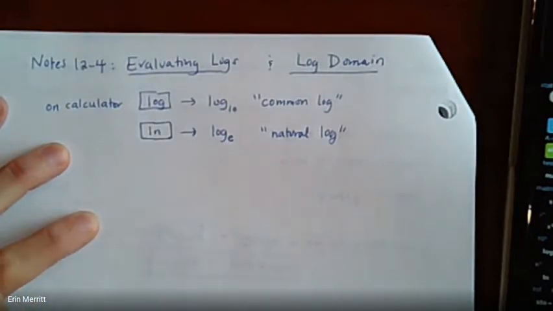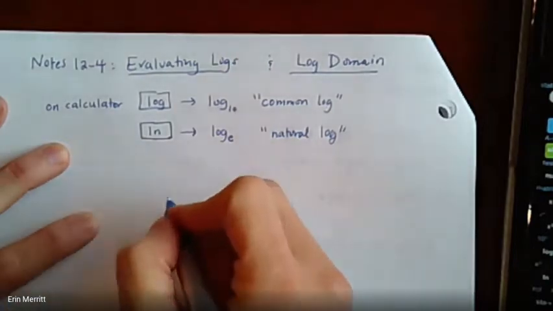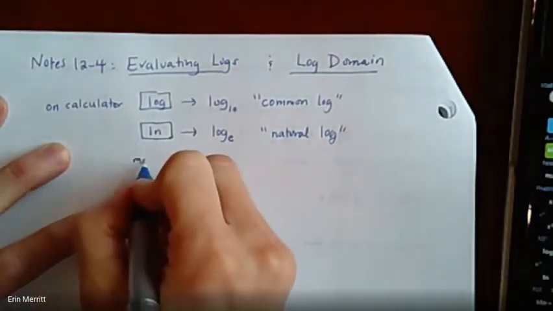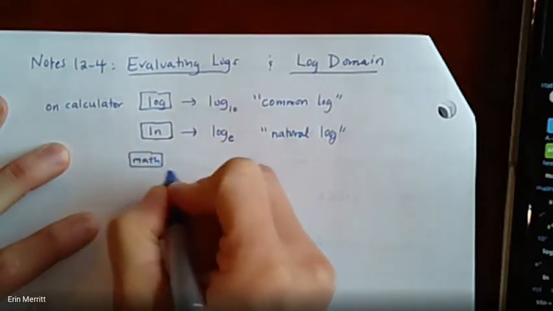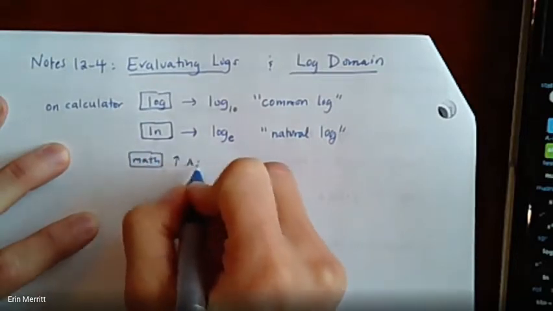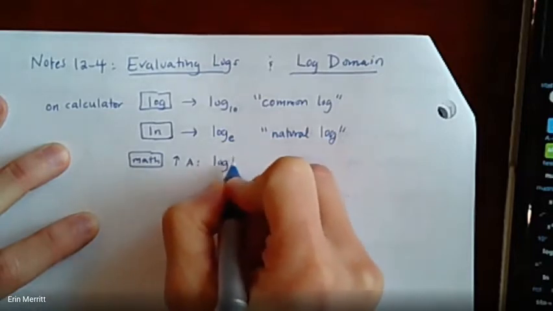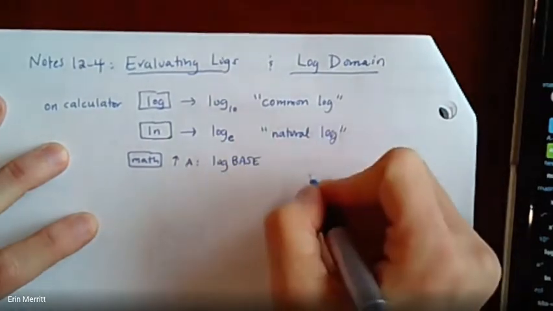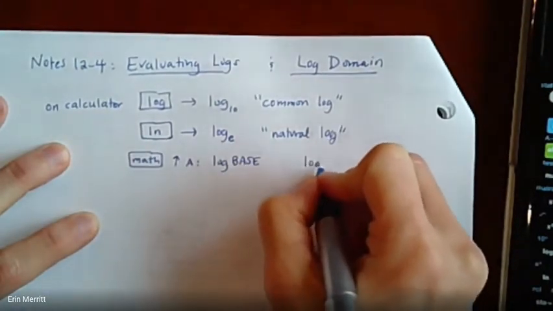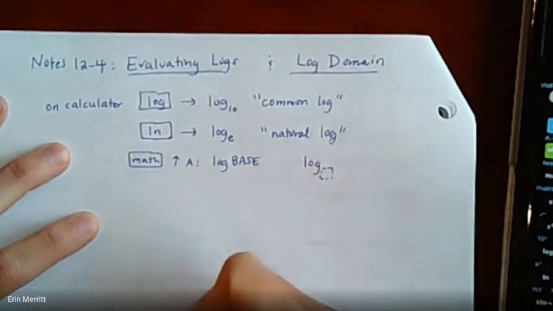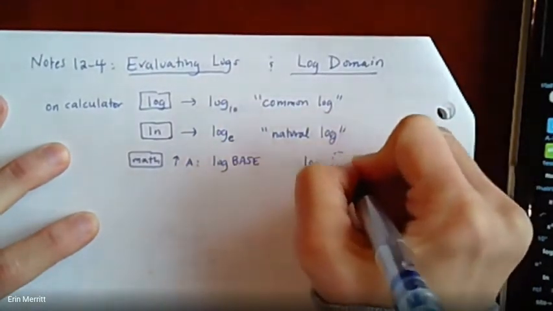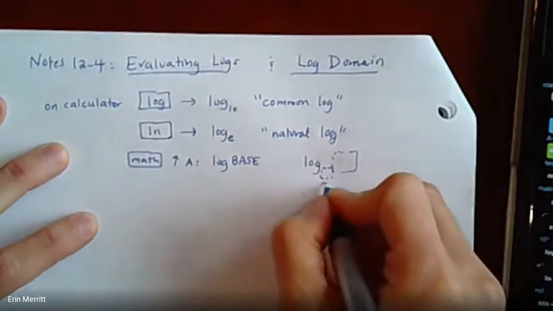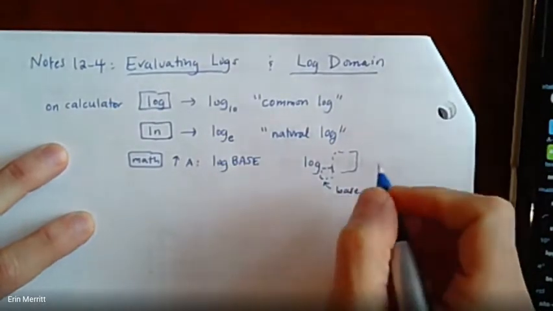All right. The last button, now not everybody has this button on their calculator, but a lot of you do. You have to hit the math button, and then you're going to arrow up to choice A, and it's the log base. When you go to that one, it's going to let you type in what's the base that you want, and then what's the number you're taking the log of. So I'm going to write that little note here. What's the base? And then in here goes what's the number.